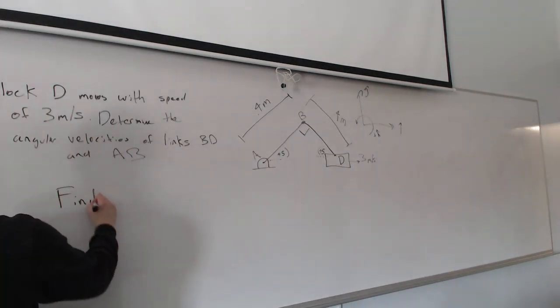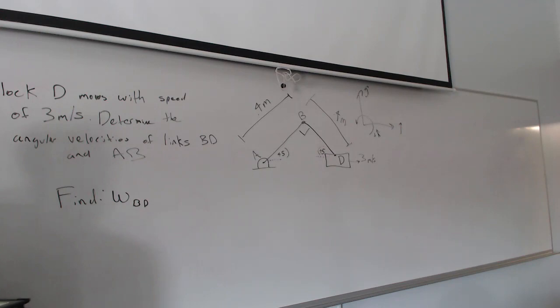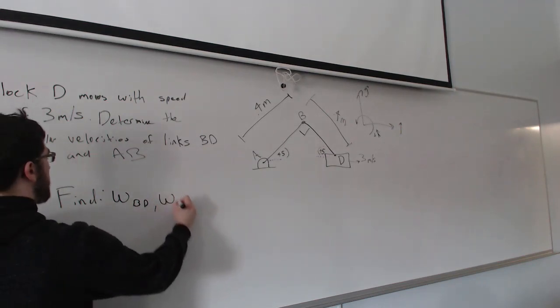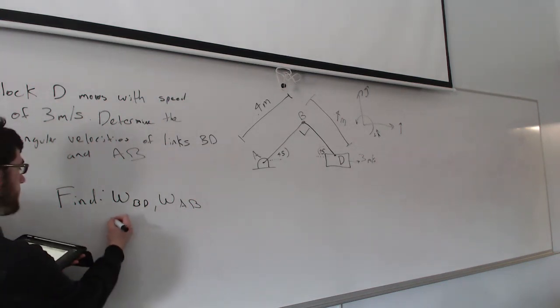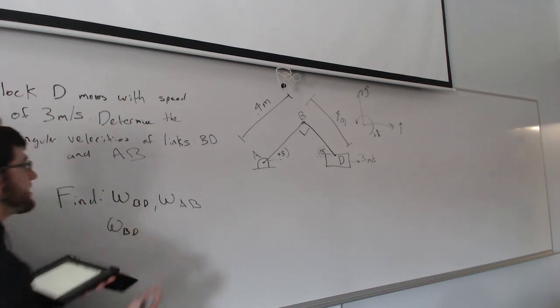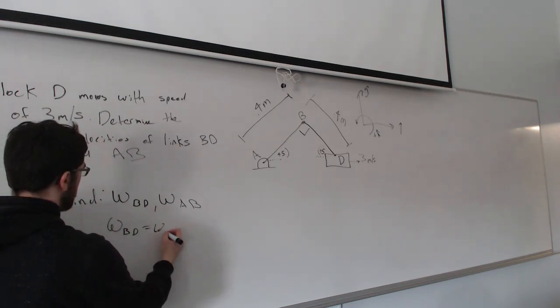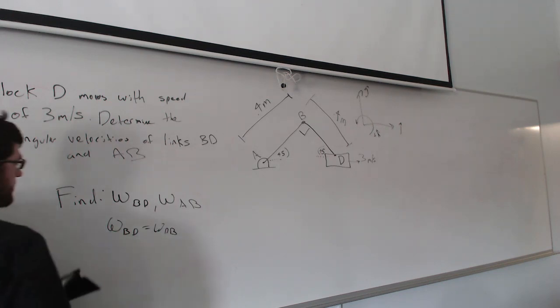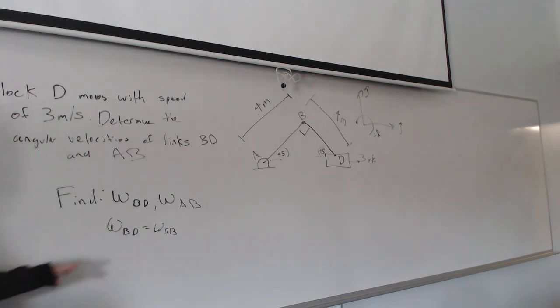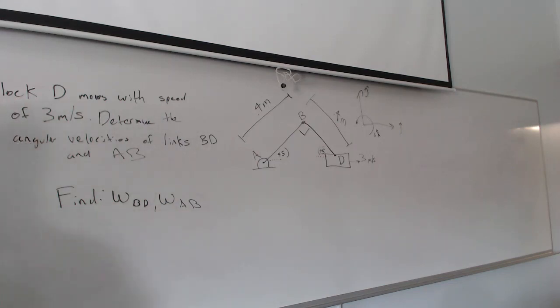The point of the problem is to find the angular velocity of BD and to find the angular velocity of AB. So one note for my notation, when I say the angular velocity of link BD, it's also equal to the angular velocity of DB, because they're the same exact link. So BD equals DB, AB equals BA. If I write it the wrong way, it doesn't matter. I'm talking about the same exact thing.